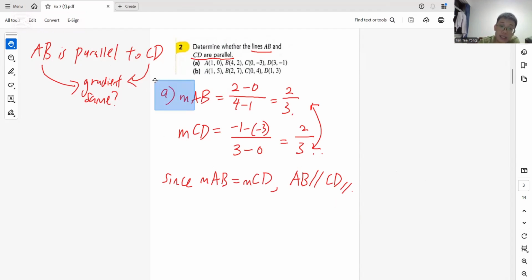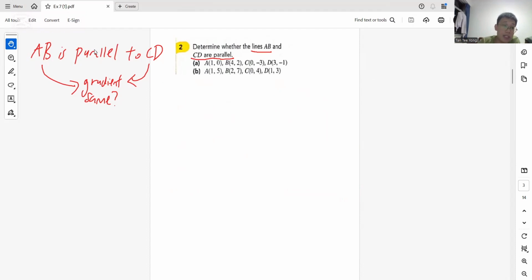Okay, all right, so let's move on to part B. For part B, same thing, we have to find the gradient of AB. So gradient of AB equals 7 minus 5 over 2 minus 1, which is 2 over 1, which is 2, right? So 7 minus 5 is 2.